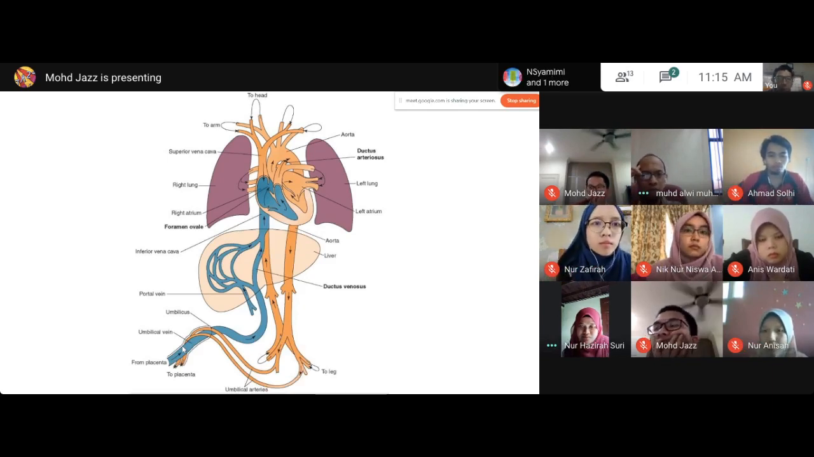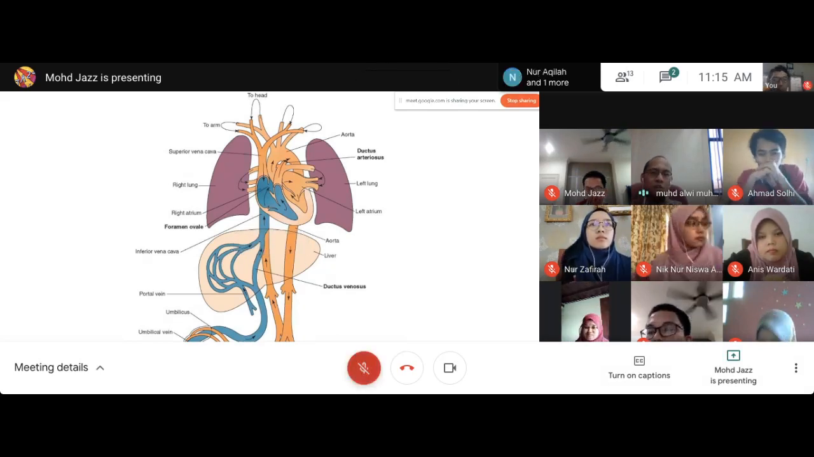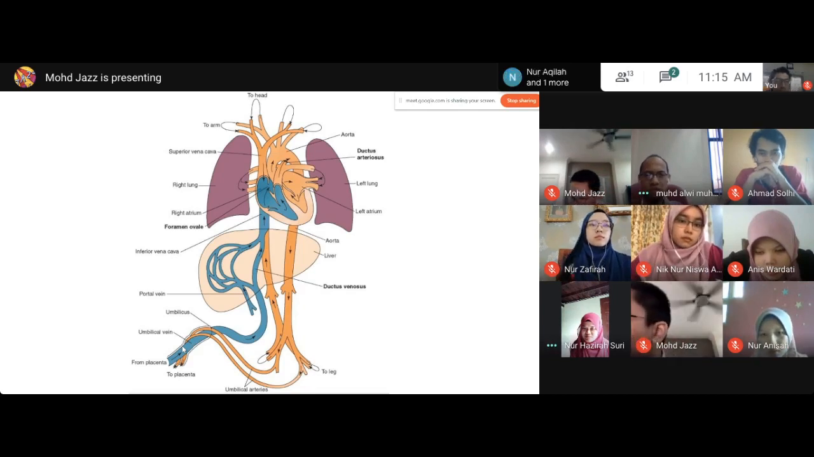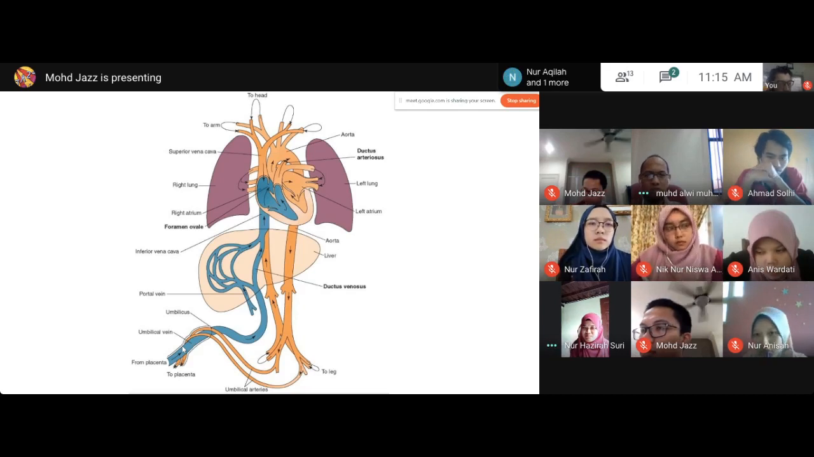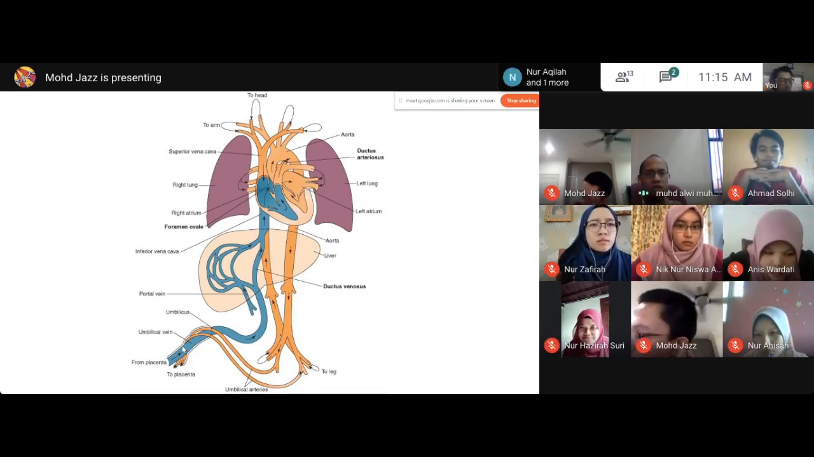Yeah. So in general, the two non-functioning or less functioning organs in fetal circulation are the liver and also the lung. Okay, because these two roles are played by the placenta. That's why the liver and lung in the fetus are not well developed. Okay, they will develop after the ductus venosus is constricted, and also after the ductus arteriosus is constricted.